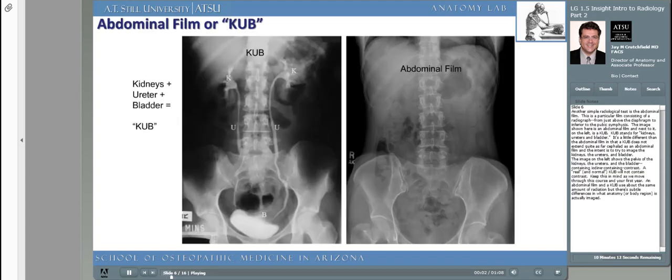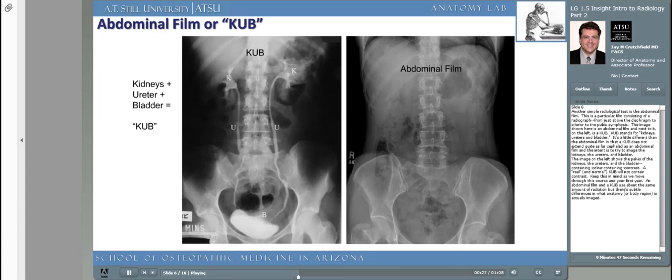Another simple radiological test is the abdominal film. This is a particular film consisting of a radiograph from just above the diaphragm to inferior to the pubic symphysis. The image shown here is an abdominal film, and next to it, on the left, is a KUB. KUB stands for kidneys, ureters, and bladder.